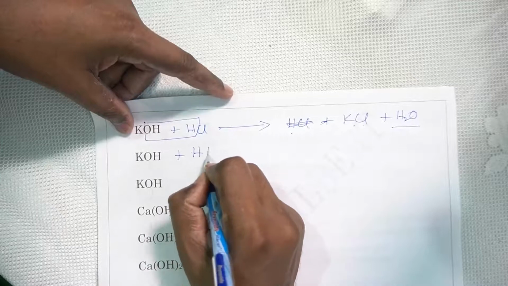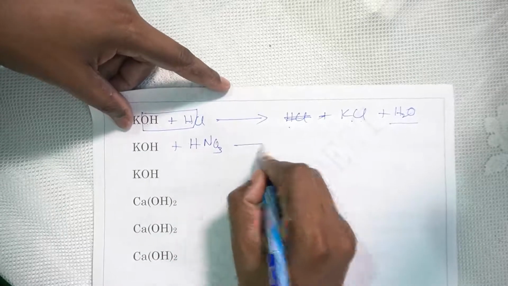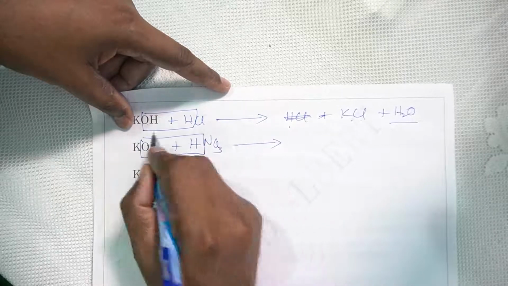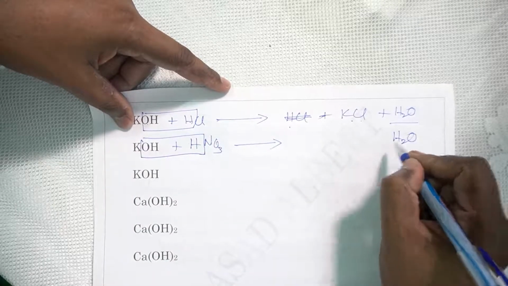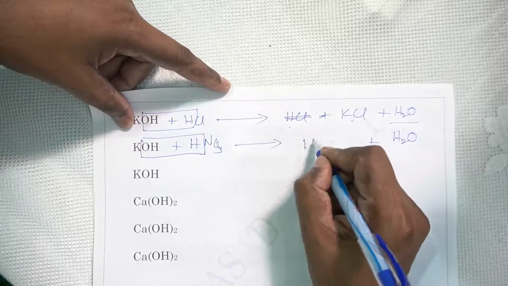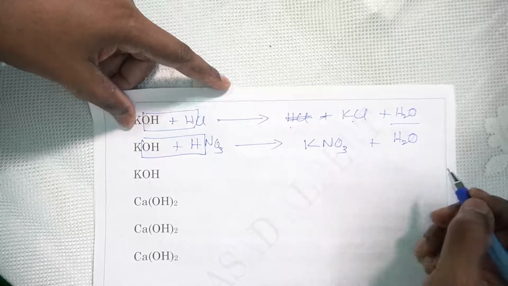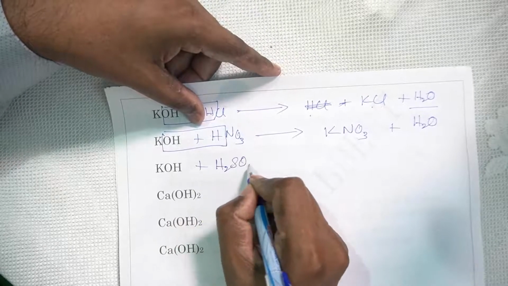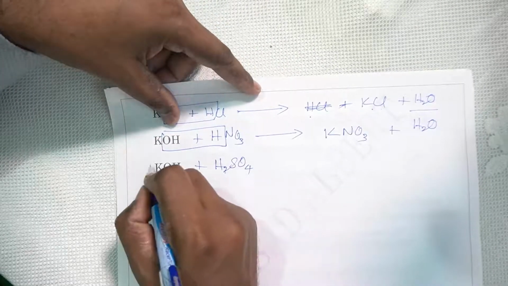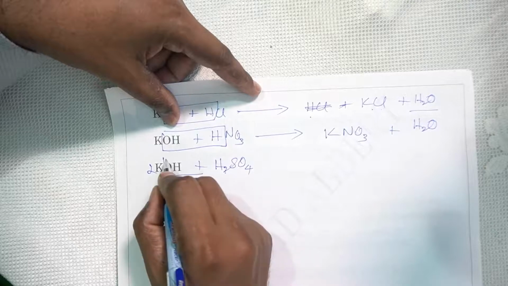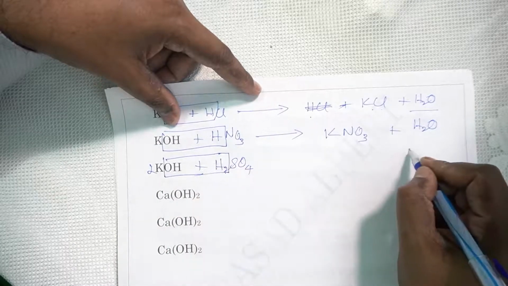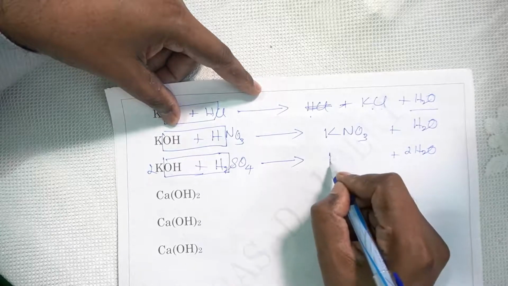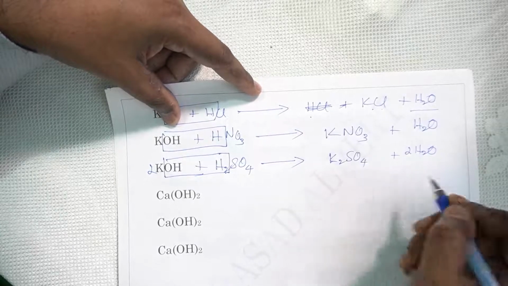Plus HNO3. If you take nitric acid, what you get? Again the OH and the H. Water is produced and the remaining is KNO3, potassium nitrate. And then if you take sulfuric acid, H2SO4, dibasic acid, 2 hydrogens, so 2 KOH, that will give you 2 OH groups. So you will get 2 molecules of water and the remaining is K2SO4, potassium sulfate.